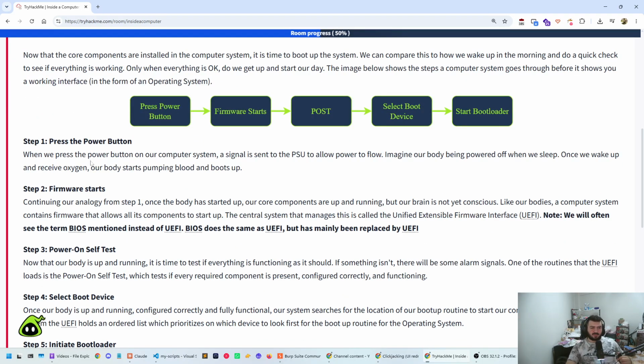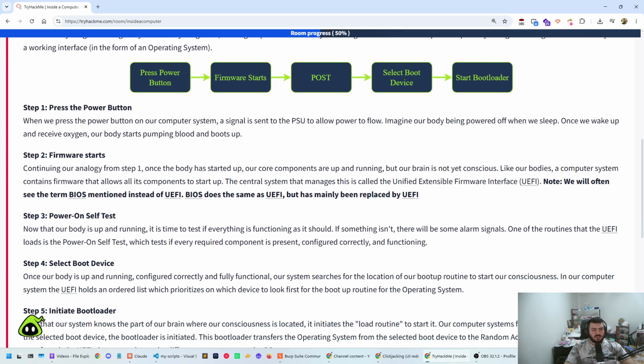So when we press the power button, a signal is sent to the PSU to allow power to flow. Imagine our body being powered off when we sleep. Once we wake up and receive oxygen, our body starts pumping blood and boots up. Firmware starts. Continuing our analogy from step 1, once the body has started up, our core components are up and running, but our brain is not yet conscious.